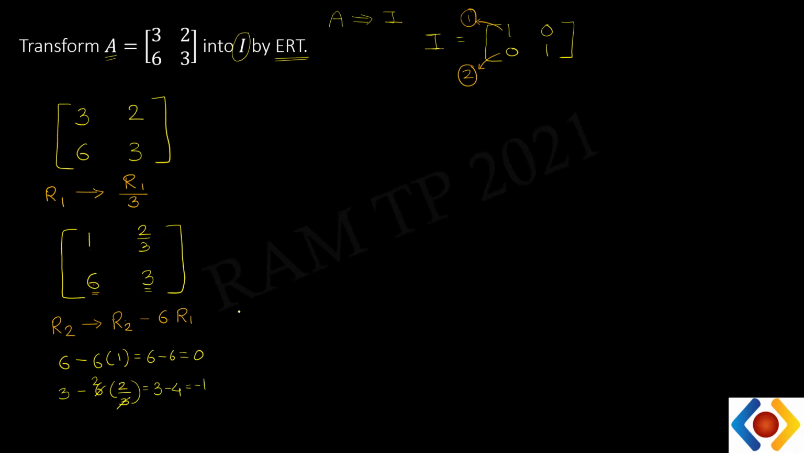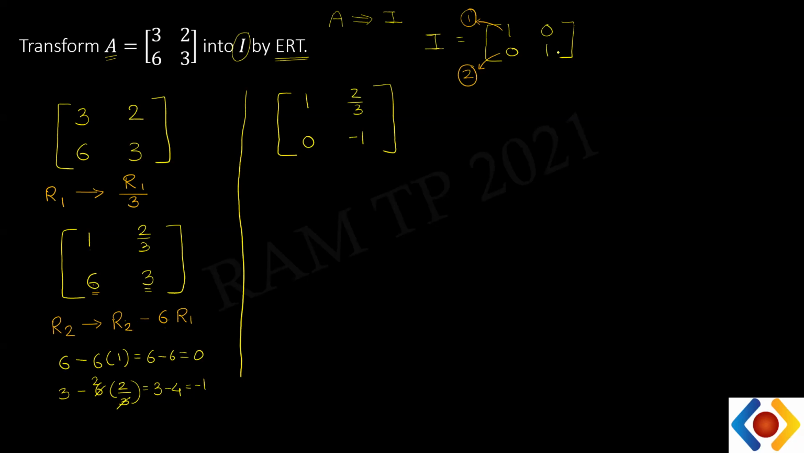Oh, wait. Let's go step by step. Now let's write down this value in our matrix. After transformation, what matrix are we getting now? First row, we didn't change anything, so it will stay as it is. Second row, we got this element 0, and we got here negative 1. Correct? Okay. Now step 2 is done.